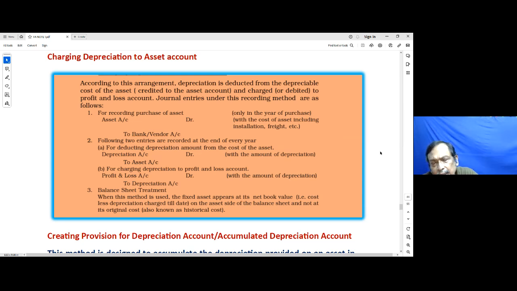The following two entries are recorded at the end of every year for deducting the depreciation amount from the cost of the asset. So the journal entry will be: depreciation account debit, with the amount of depreciation, to asset account. Depreciation is a nominal account, meaning a loss. Your asset value is decreased, the asset having a debit balance. And if you want to decrease the asset, then you have to credit it. So the asset account will be credited.